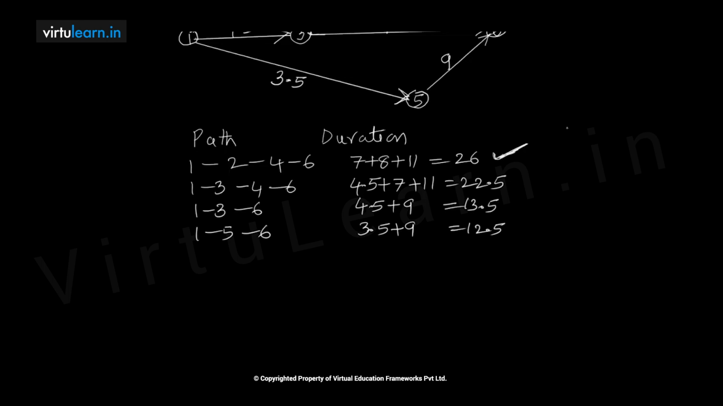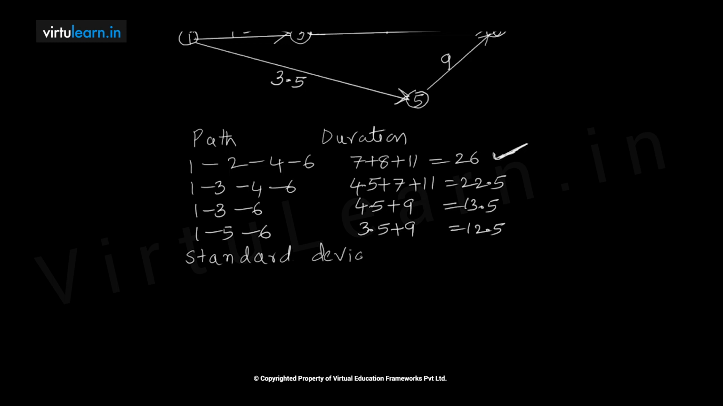Actually what it indicates is, after completing 1 to 5 activity, then 5 to 6 activity will start. Or after completing 1 to 3, 3 to 4 or 3 to 6 can be started. So it is only representing the relationship among activities, the precedence or following relationship. Anyhow, as per the problem, we need to calculate the standard deviation of the project.